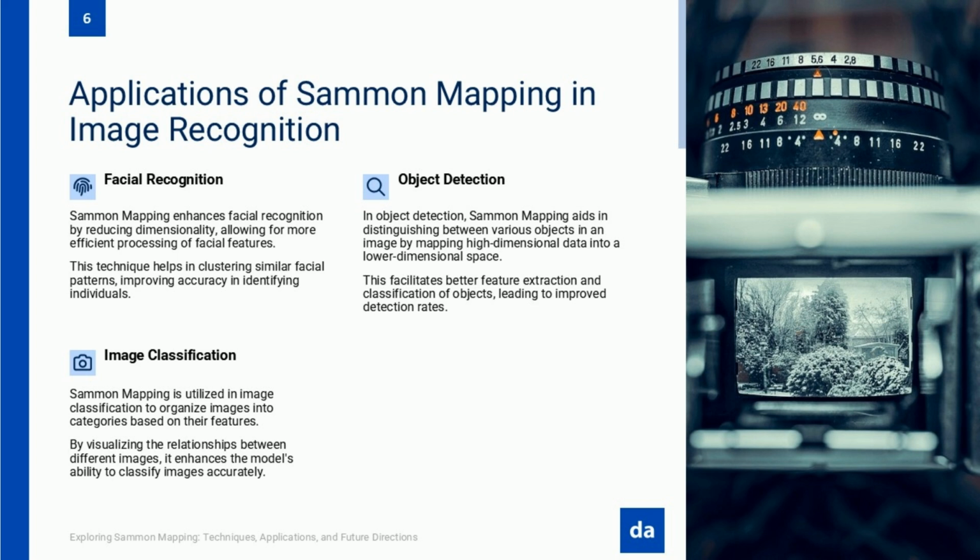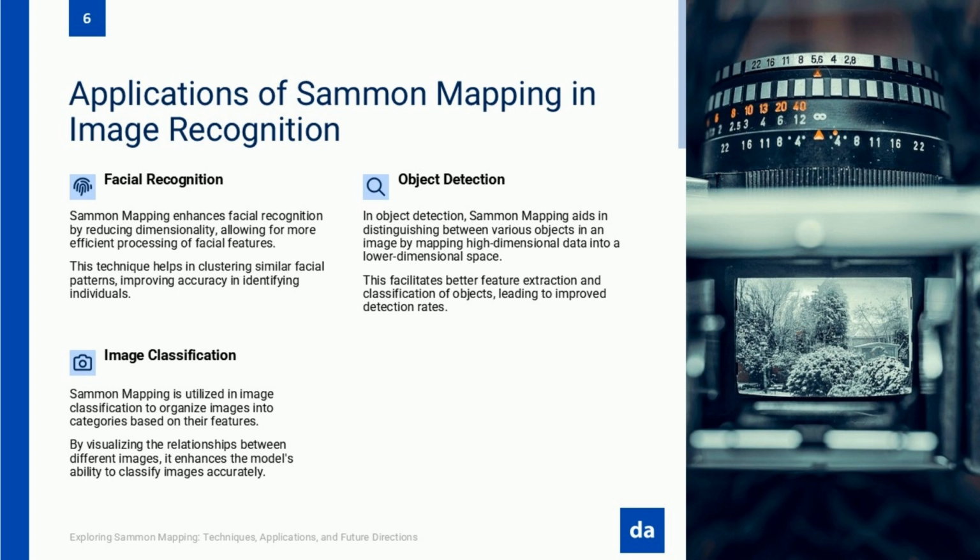Sammon mapping also plays a huge role in medical imaging. In MRI scans, X-rays, and CT scans, the amount of data generated is immense. Doctors and researchers rely on advanced visualization techniques to spot anomalies, detect tumors, and analyze organ structures. Sammon mapping helps condense this high-dimensional medical data into meaningful visual representations, making it easier to interpret and analyze.